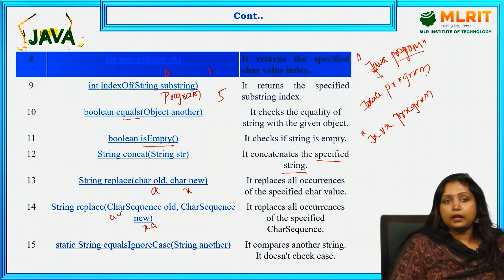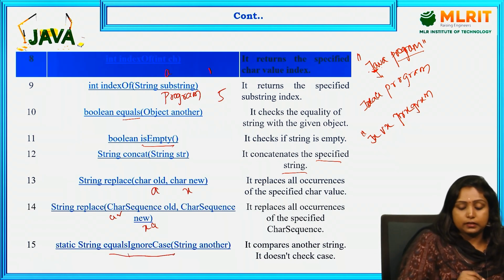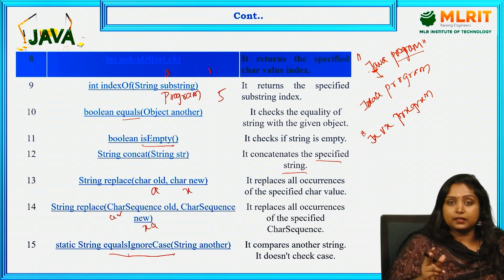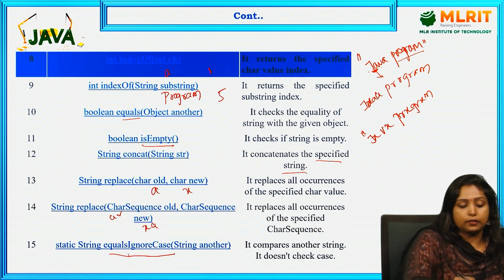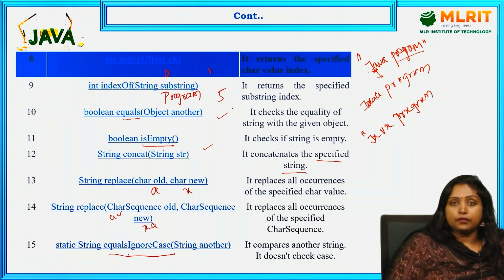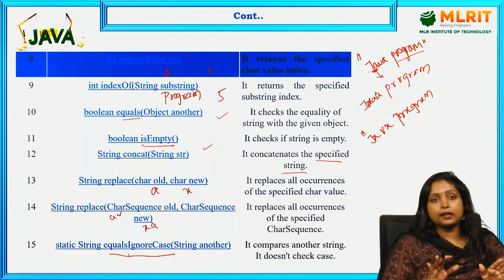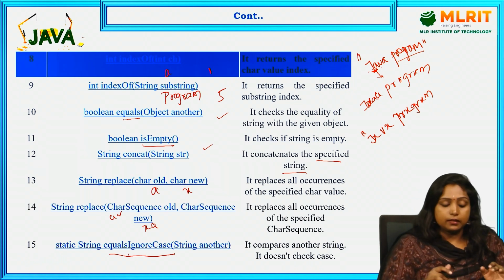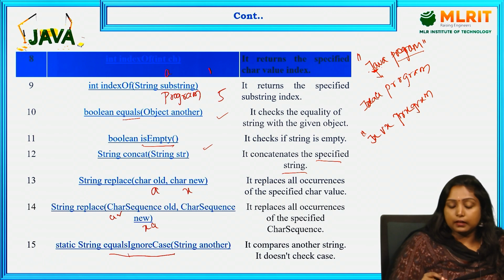Good. Next, equalsIgnoreCase. It compares with another string and does not check case sensitivity. It will check whether two strings are equal or not. In equals, it will check whether two strings are equal or not, but it will check case sensitivity also. Here it does not check the case.